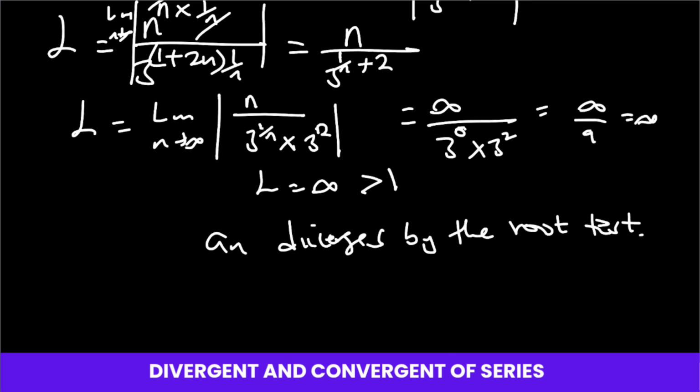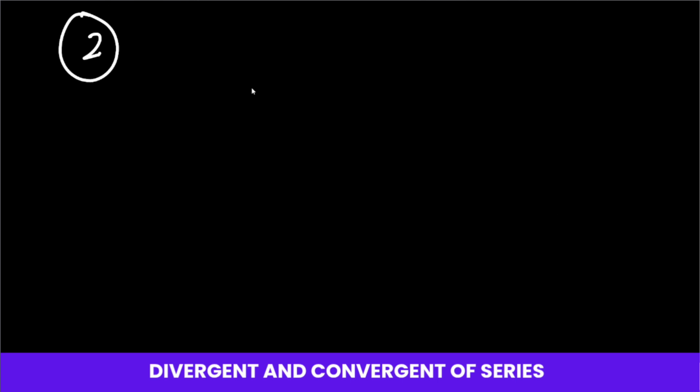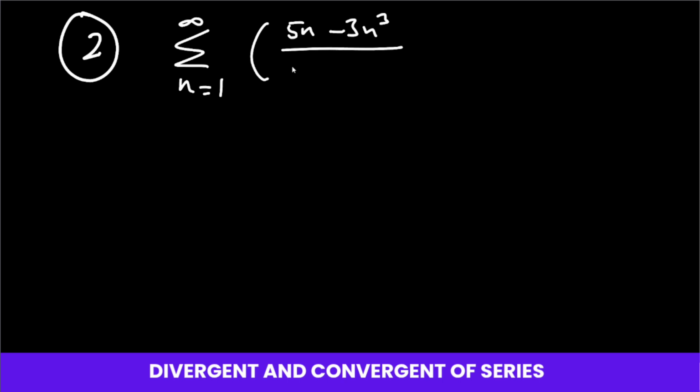Okay, so let's move on to another example. Let's see example 2. The summation from n equals 1 to infinity of the function 5n minus 3n cubed, all over 7n cubed plus 2. Let's find L. We know it is L that will determine whether a_n converges or not.